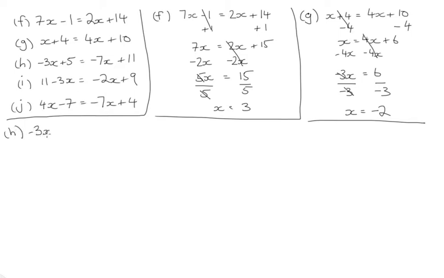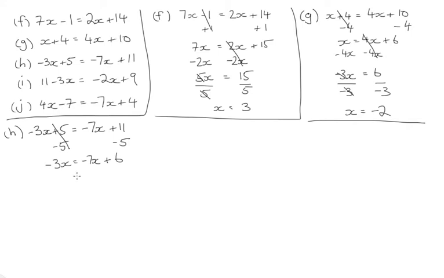Minus 3x plus 5 equals minus 7x plus 11. Let's get rid of the numbers first. So minus 5, they cancel each other out. We're left with minus 3x equals minus 7x. 11 minus 5 is 6.